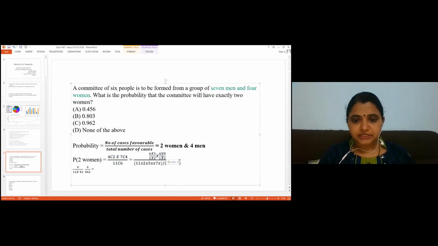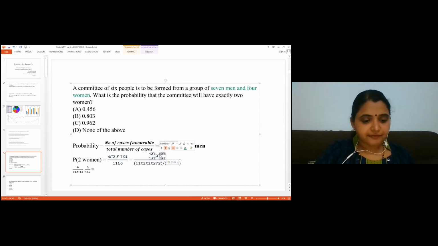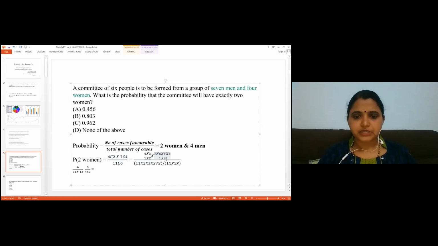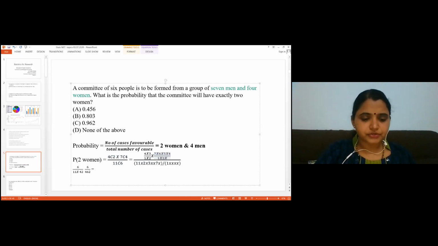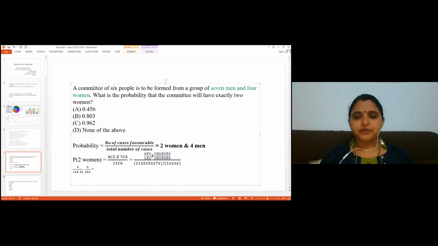How will it be? 7C4 will be 7 into 6 into 5 into 4, 4 steps down. I hope you understood how I am writing this logic. That's how it goes. And here it will be 1 into 2 into 3 into 4. This is how we generally do it. So you can see that this 4 and 4 will get cancelled, 6 and 3 will get cancelled, right? Many terms will get cancelled.